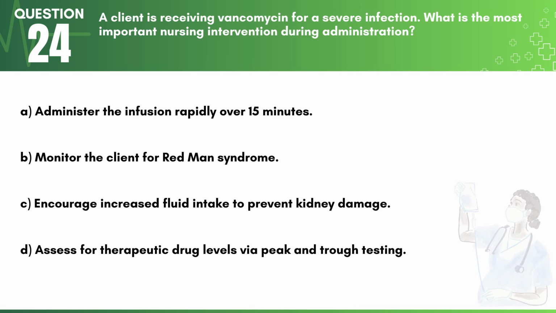Question 24. A client is receiving vancomycin for a severe infection. What is the most important nursing intervention during administration? A. Administer the infusion rapidly over 15 minutes. B. Monitor the client for red man syndrome. C. Encourage increased fluid intake to prevent kidney damage. D. Assess for therapeutic drug levels via peak and trough testing.